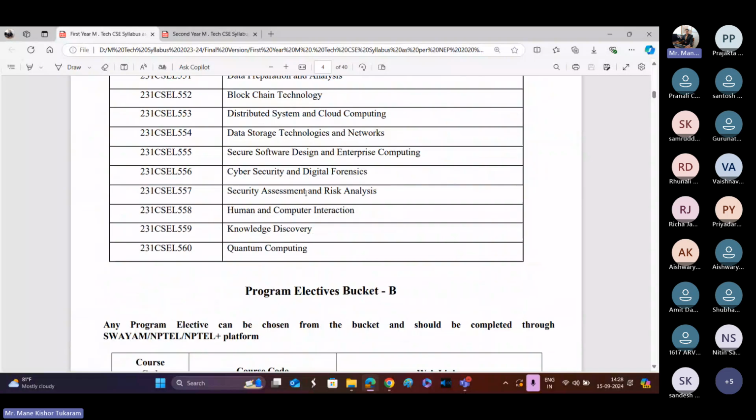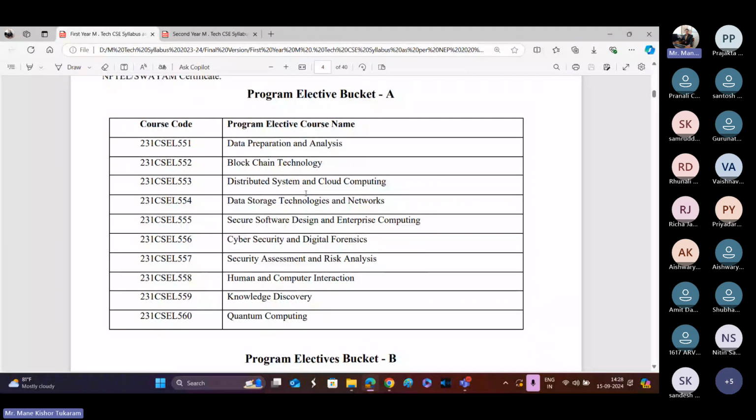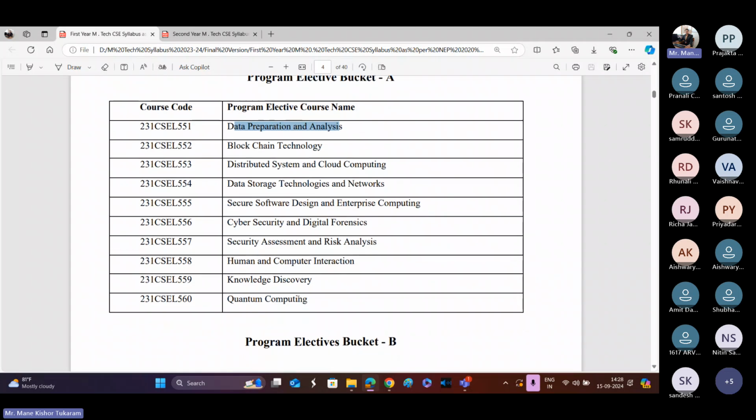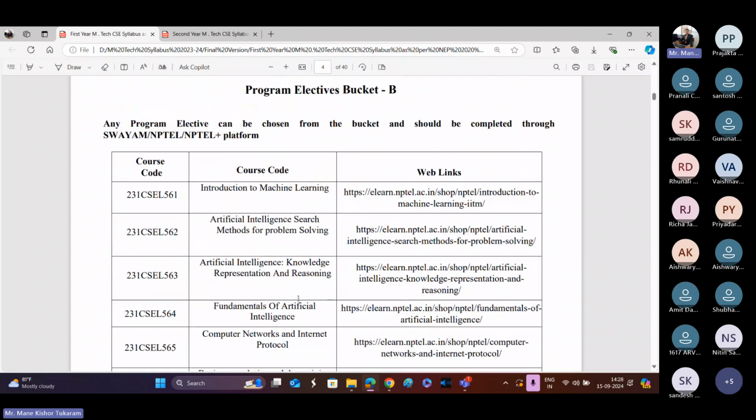So this is the bucket related to the program elective. So we have just chosen the very simple courses, that is knowledge discovery and data preparation and analysis for the second semester. Then this is the program elective bucket.